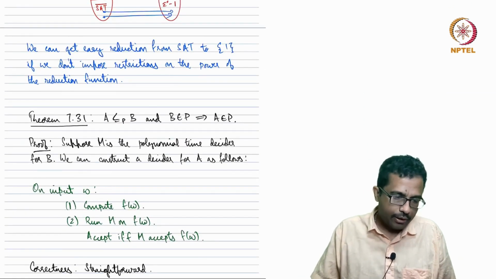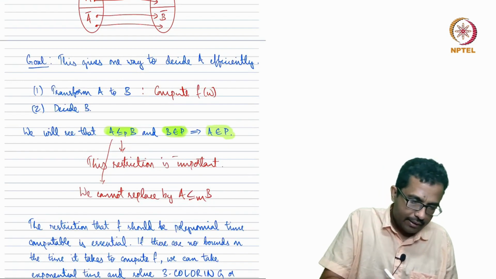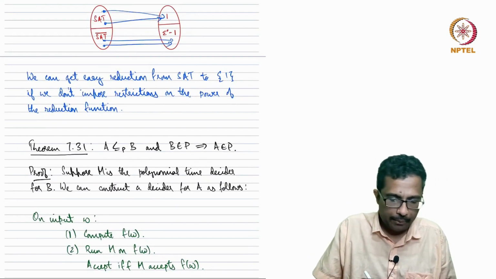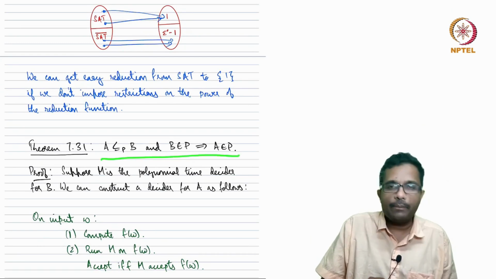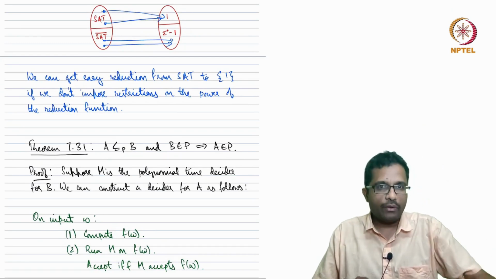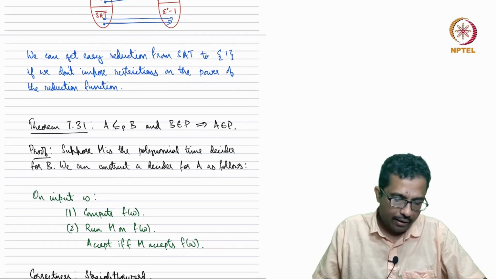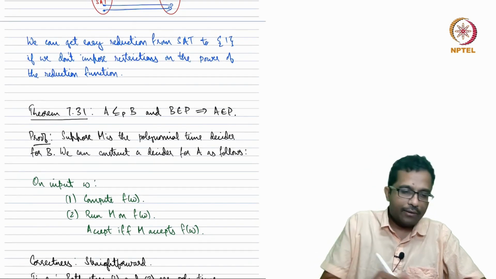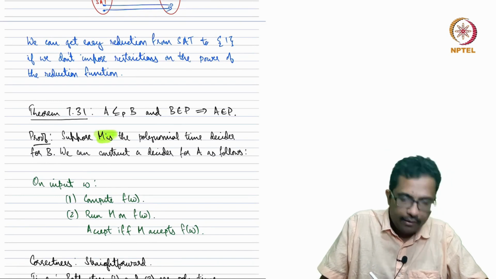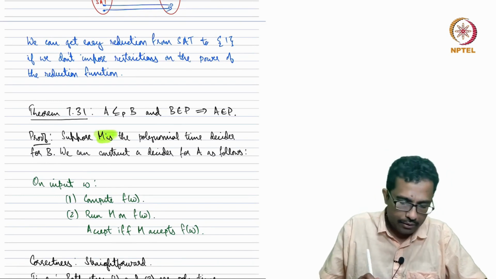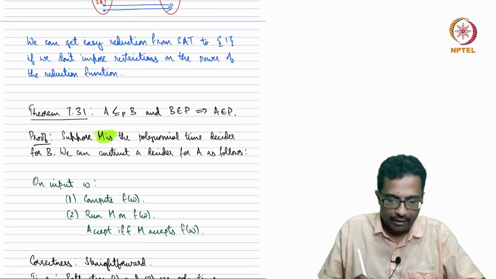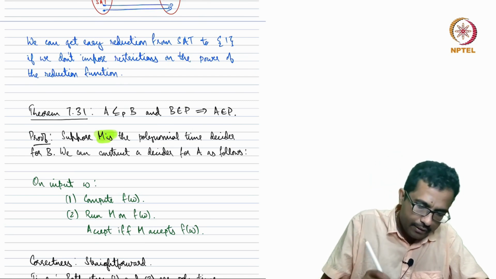Okay, so now let's come to the proof of the statement that I mentioned over here, that A reducible to B in polynomial time and B is in polynomial time implies A is in polynomial time. So the idea is whatever we have already discussed. Suppose M is the decider for B in polynomial time. We can construct a decider for A as follows. We first compute the reduction from A to B. So F is the reduction.